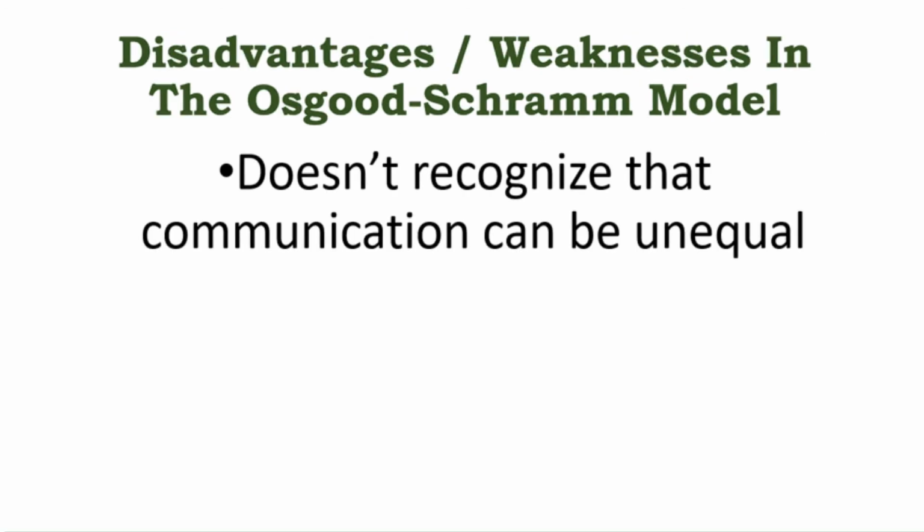Next, the disadvantages, weaknesses in the Osgood-Schramm's model. It doesn't recognize that communication can be unequal. There are many circumstances where communication may involve one authority figure talking and one or many listeners trying to interpret the message. In such instances, communication is much less equal than in Schramm's model. Therefore, this model doesn't tend to work in situations where power balances exist. In fact, this model does a poor job overall of understanding how power functions in communication.